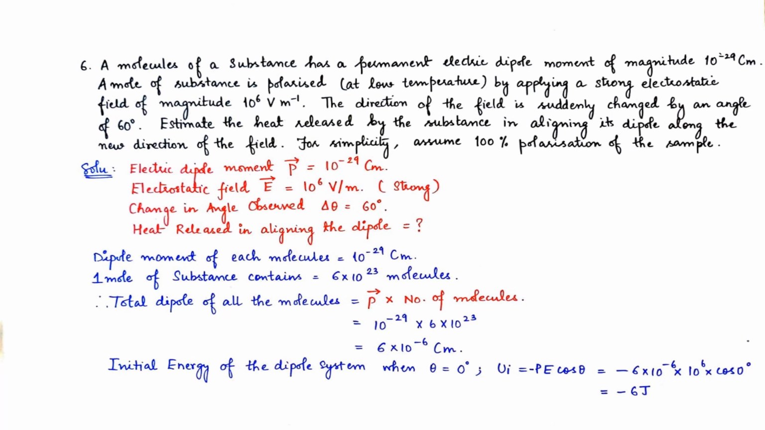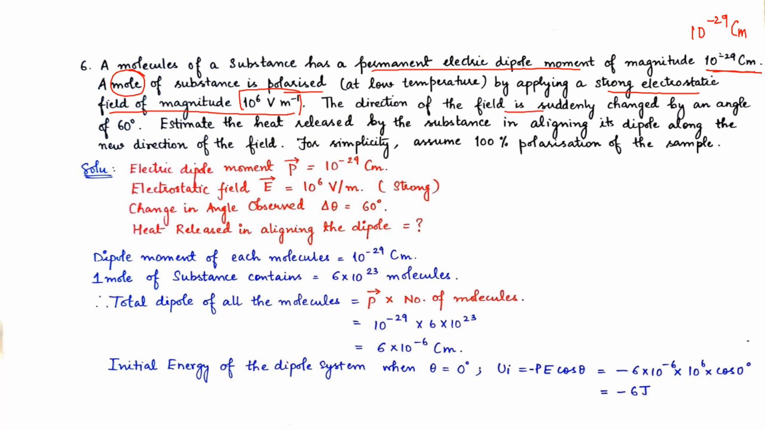Hello students, today we will solve question number 6, and the question goes like this. A molecule of a substance has a permanent electric dipole moment of magnitude 10 to the power minus 29 coulomb meter. A mole of the substance is polarized at low temperature by applying a strong electrostatic field of magnitude 10 to the power 6 volt per meter.